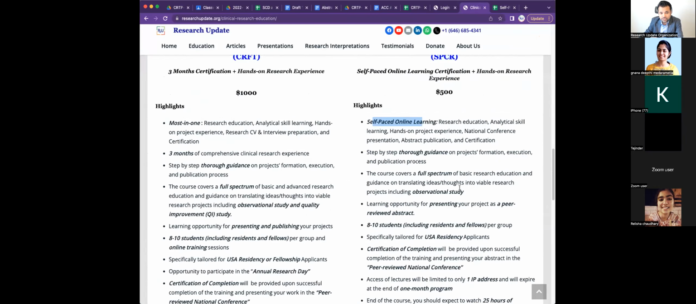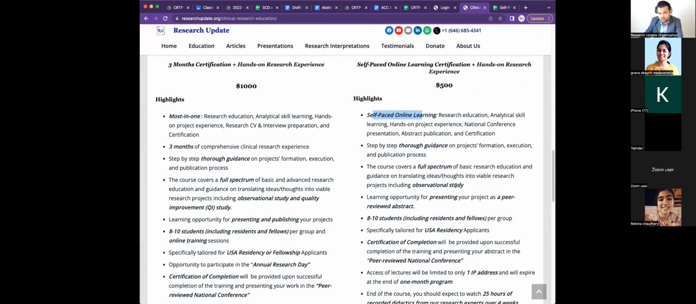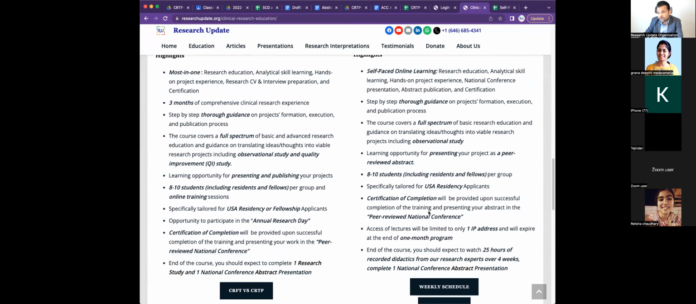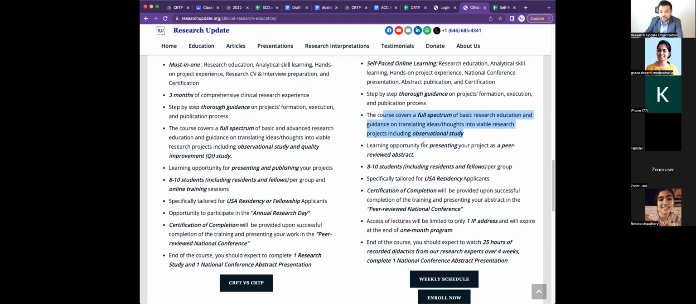What you are going to do is learn the step-by-step process from project formation to execution and publication. We are going to cover the full spectrum of observational studies. You will be given a project to brainstorm, but because it's a short time, we'll expedite the process. After brainstorming, we are going to have the aim and objective and an already collected database. We are going to do the analysis part, write the original observational study, and you are going to submit that in the form of a peer review abstract.